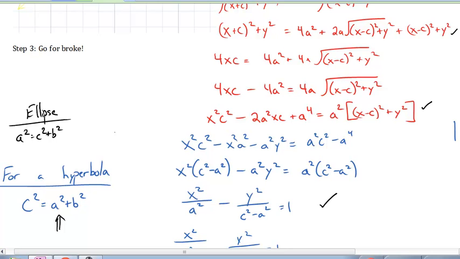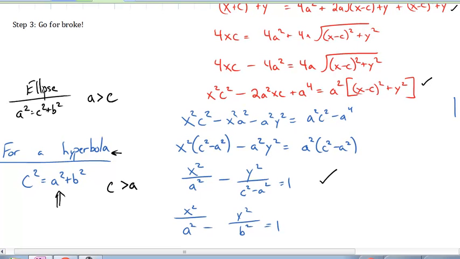If the vertices are closer to the center, as they are in the hyperbola, then a is going to be the smaller value. In this case, c is greater than a. If the vertices are farther away from the center, then a is going to be the greater value, like it is in the ellipse. So I can make the replacement then that c squared minus a squared is equal to b squared.